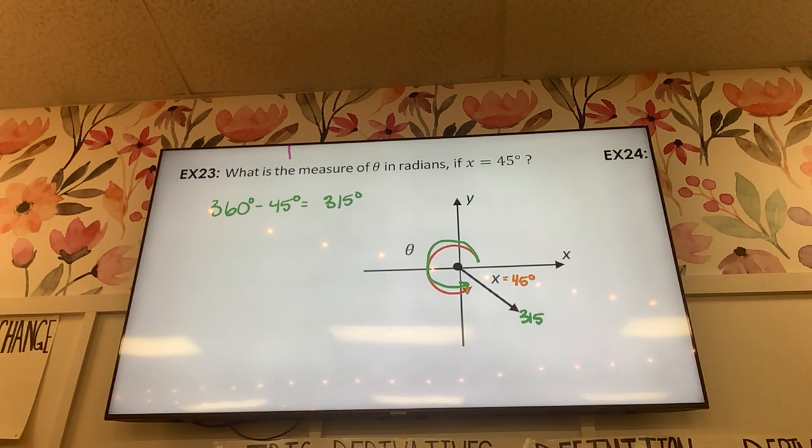So I know that this terminal side is at 315 degrees, and if I want to turn that into radians, I'm going to multiply by pi over 180 to get 7 pi over 4.